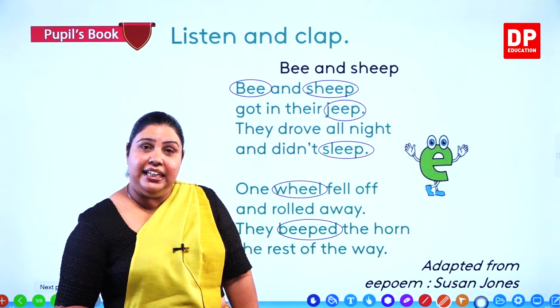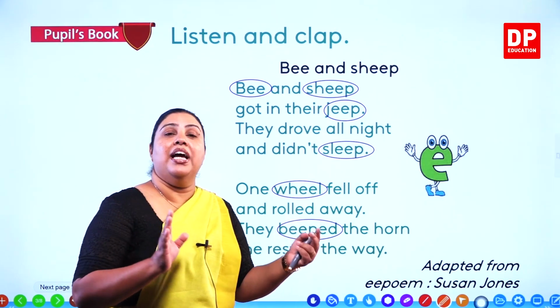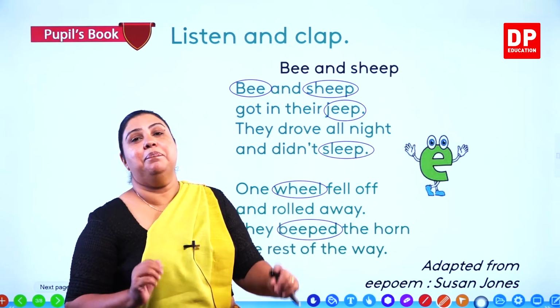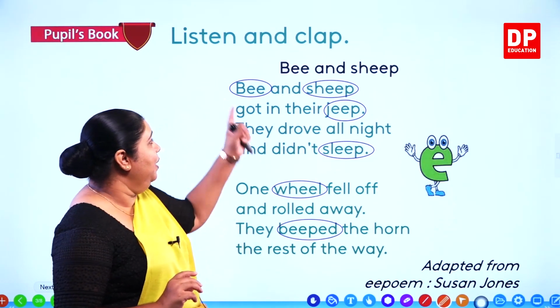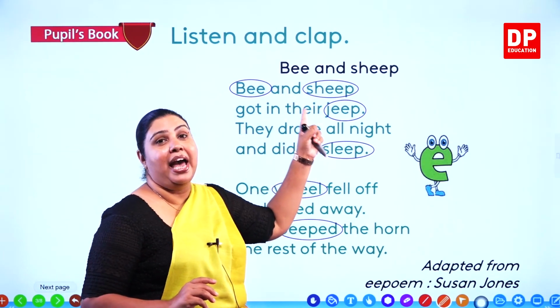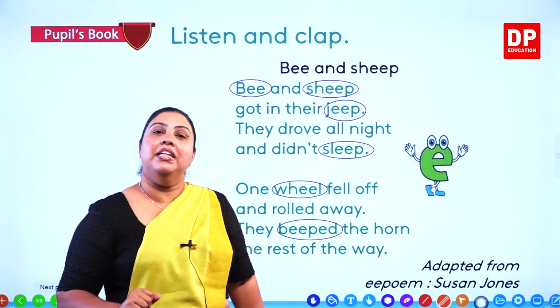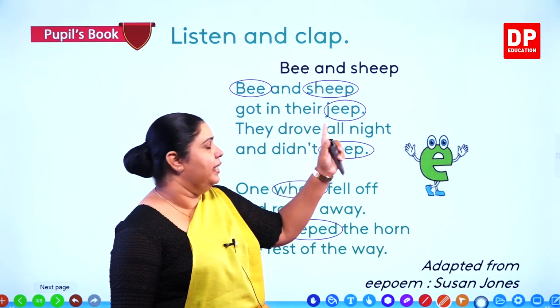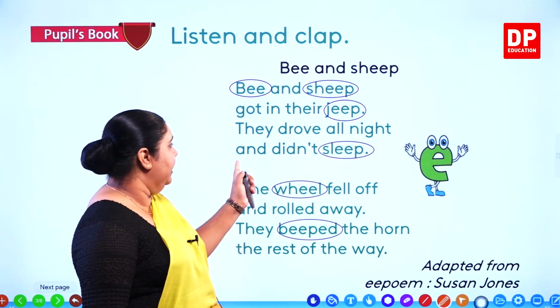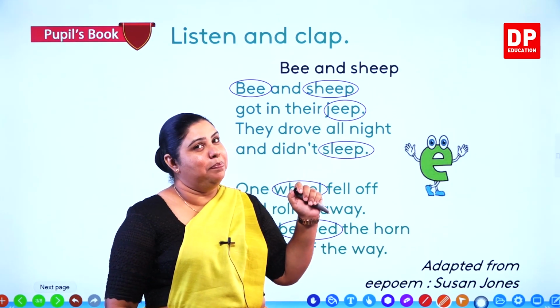Where did they get in? They got into their jeep. ඒගොල්ලෝගේ jeep එකට නැග්ගා. Now we have the three words here. Bee, sheep and jeep. What happened next? They drove all night and didn't sleep.